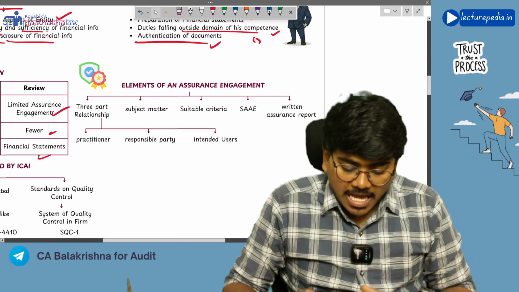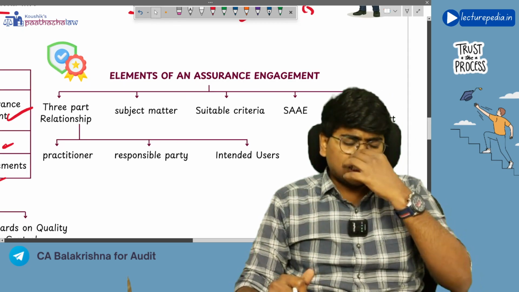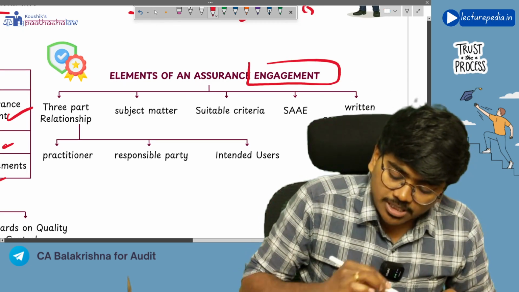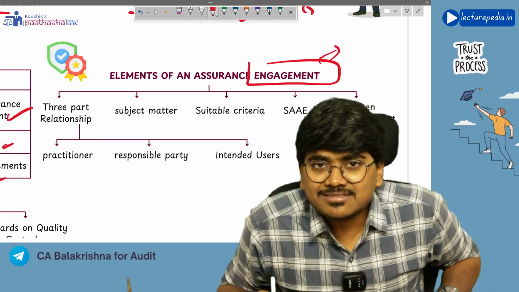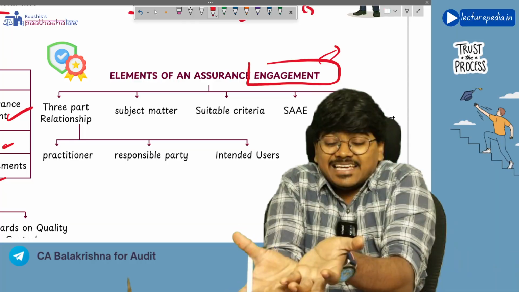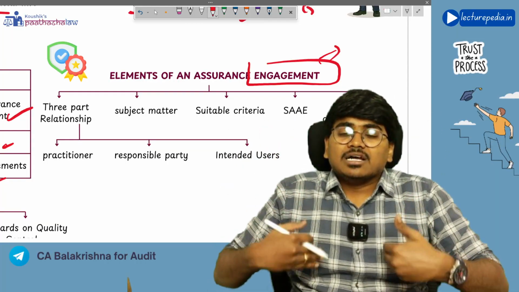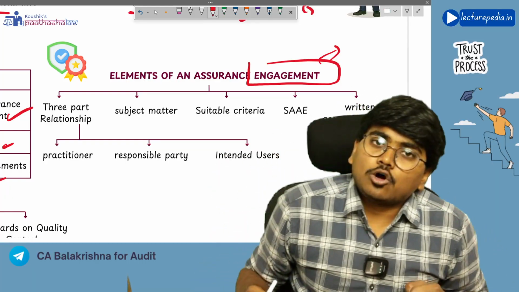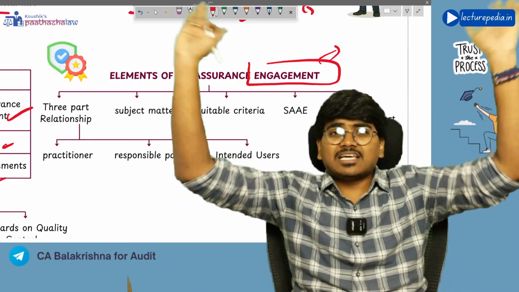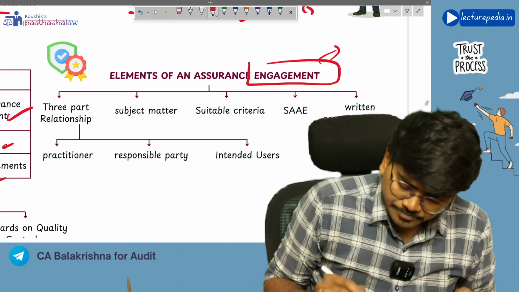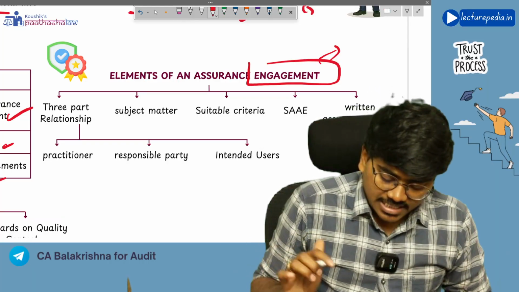Next, elements of assurance engagements. What are the elements of assurance engagement? First of all, engagement. What is meant by engagement? It is not something that will happen before the marriage. No, engagement means if auditor takes any work from the client, you can call that particular work as engagement. Auditor can perform various engagements. Right now, the elements of these assurance engagements, let us see.